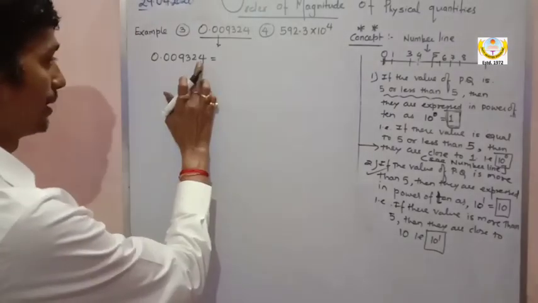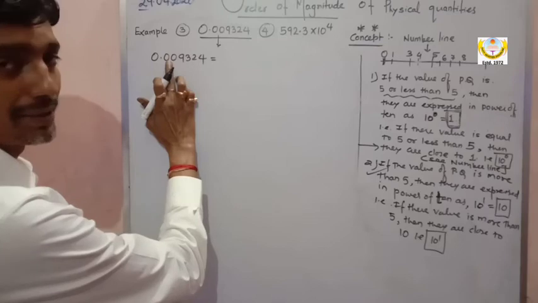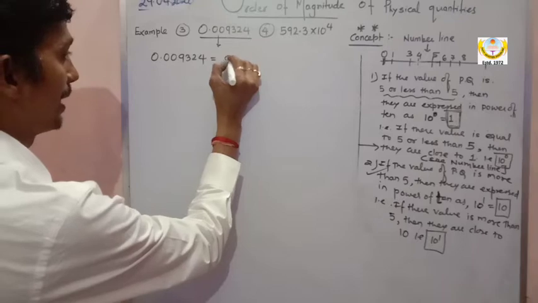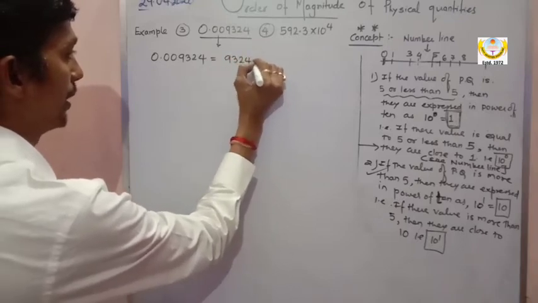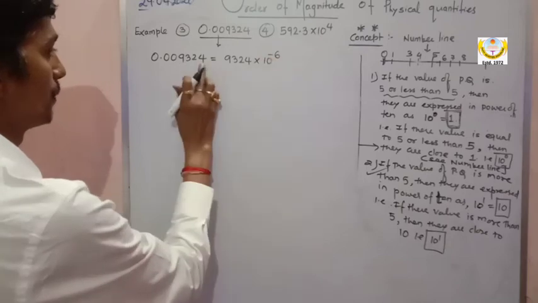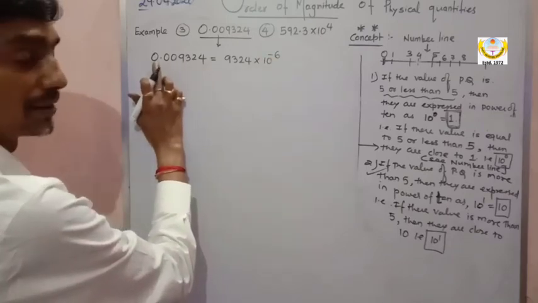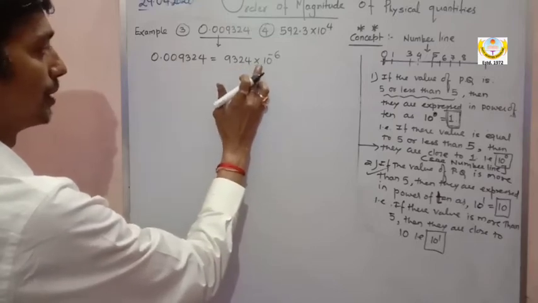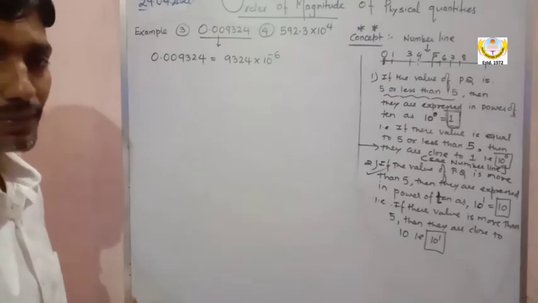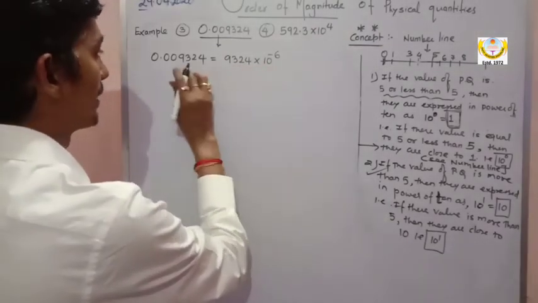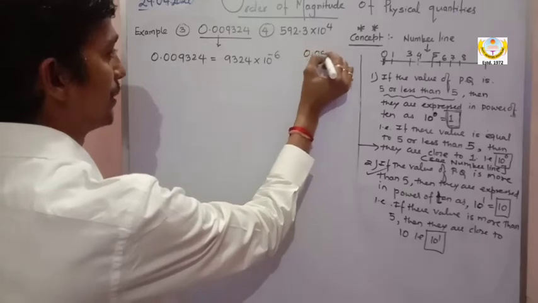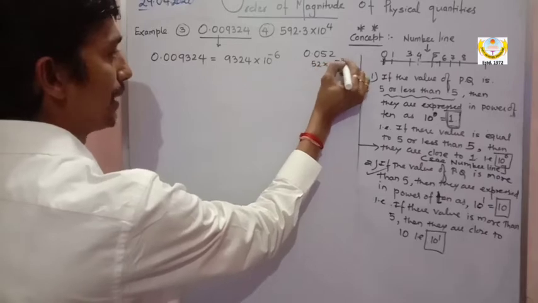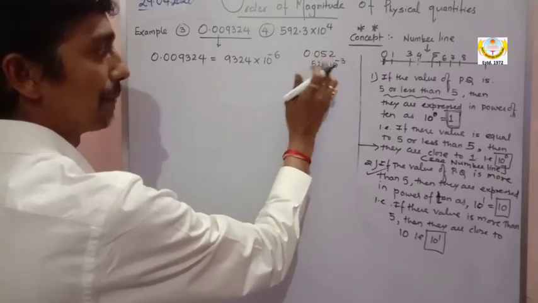So now here this is 1, 2, 3, 4, 5, 6. So here it will be 9324 into 10 power minus 6. Don't count this 0. 1, 2, 3, 4, 5, 6. That is 9324 into 10 power minus 6. I hope it is clear, because you all know that if it is 0.052, this can be written as 1, 2, 3, that is 52 into 10 power minus 3. I have counted this.